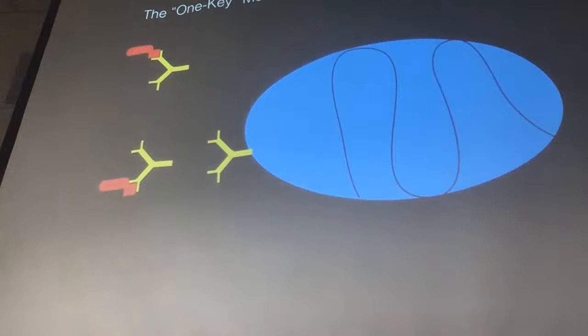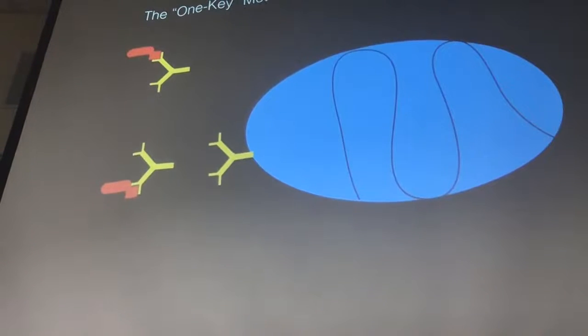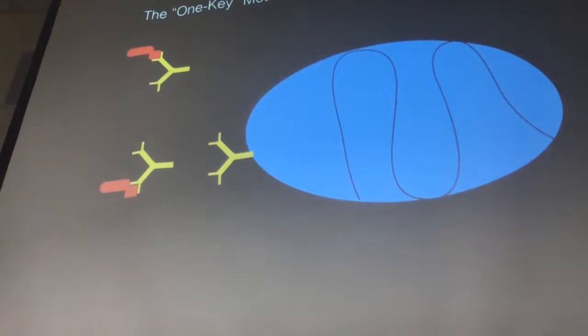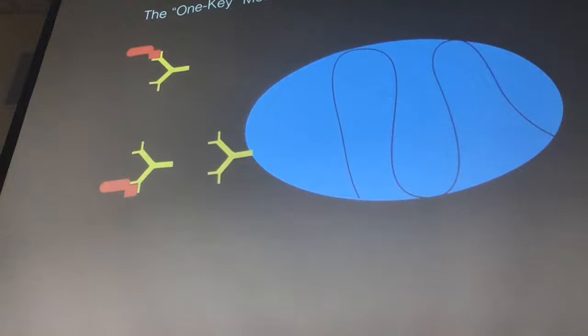So this is the one key method. I call this the one key method because it only requires one thing to activate this cell. All the cell has to do is bind the antigen, and then it activates. This is much faster than normal activation, two-key activation. But it's also more dangerous.